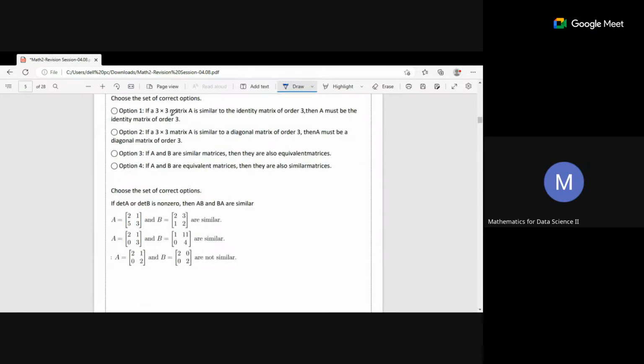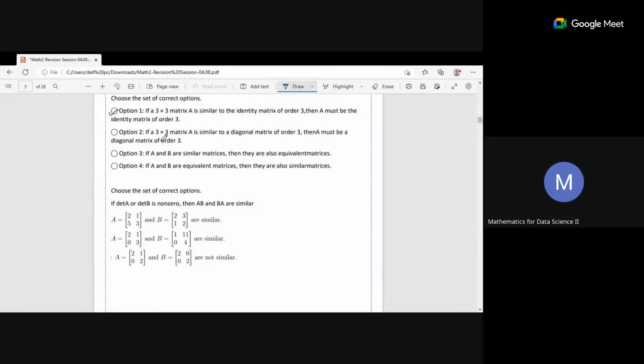So next question: if a 3x3 matrix A is similar to the identity matrix of order 3, then A must be the identity matrix of order 3. What do you say? Yes, true. That is what we discussed just now, right?